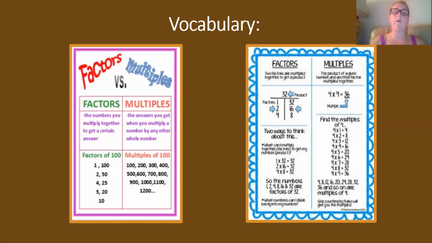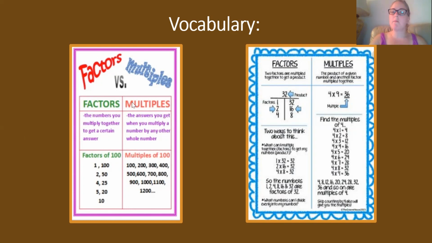So for example, if I'm trying to find the factors of 100, 1 times 100 would be 100, 2 times 50 would be 100, 4 times 25 would be 100, 5 times 20 would be 100, and 10 times 10 would be 100. So those are all the numbers I can multiply together, and they will give you 100.